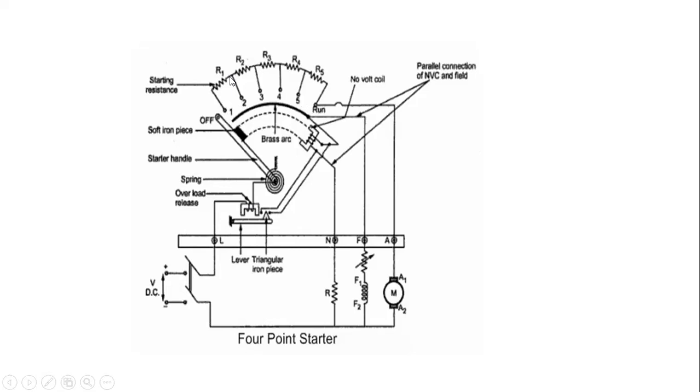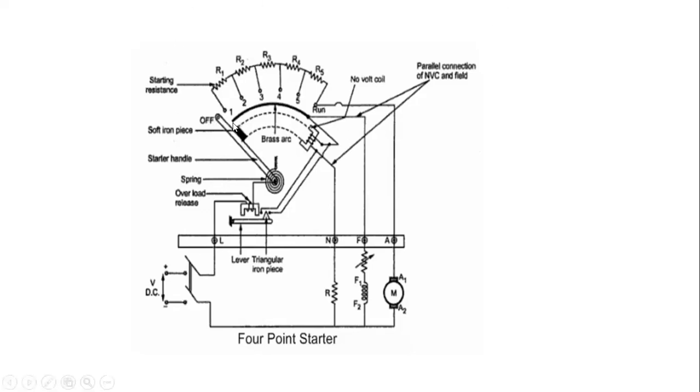If the resistance is cut, then automatically the current flowing through the armature increases. Suppose the R1 resistor is cut, then some amount of current is increased to the armature, and when R2 is cut, the current flowing through the armature increases. When R3 resistance is cut, the current to the armature increases further.